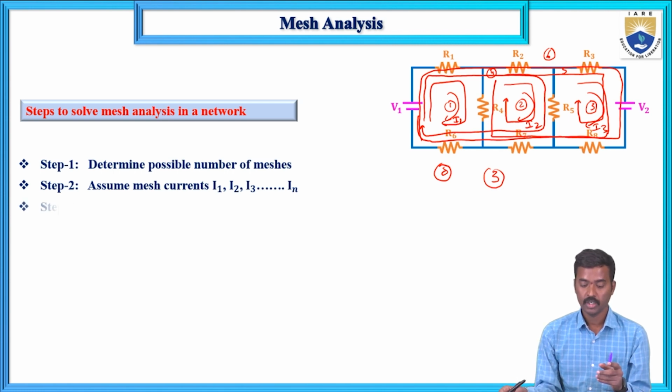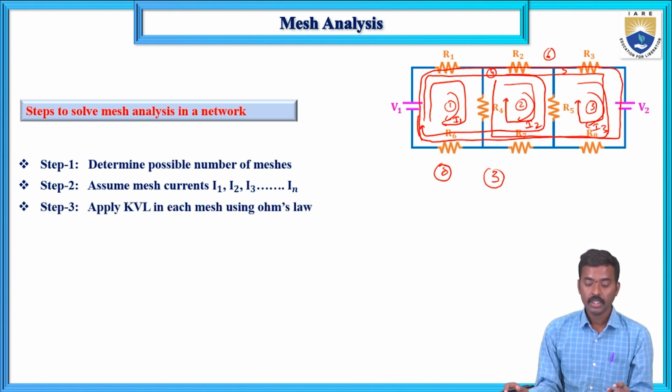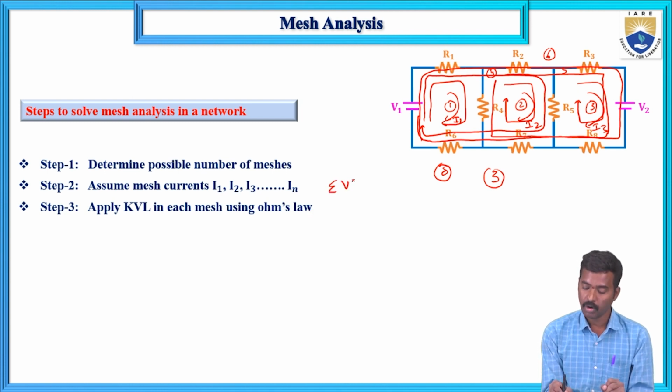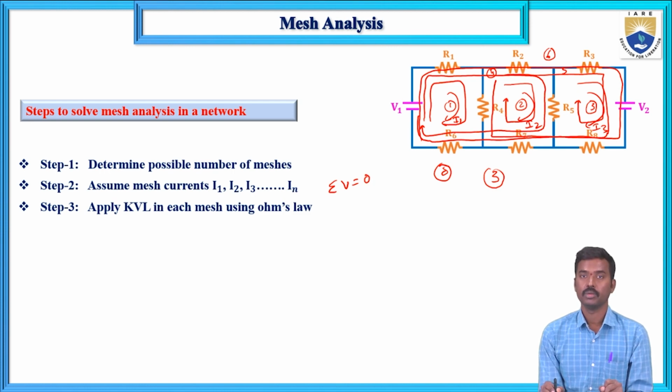Next, step 3. In each mesh, apply KVL, Kirchhoff's voltage law, using Ohm's law in terms of I1, I2, I3 till IN. So what is Ohm's law? The voltage across any element is directly proportional to the current. What is KVL? Kirchhoff's voltage law: the algebraic sum of voltages in a loop equals 0.